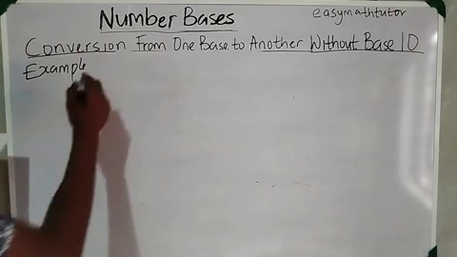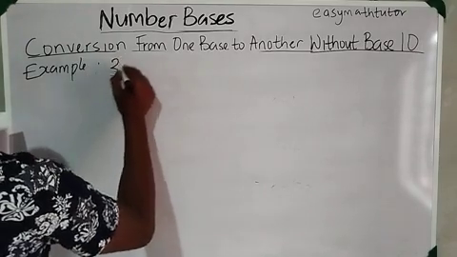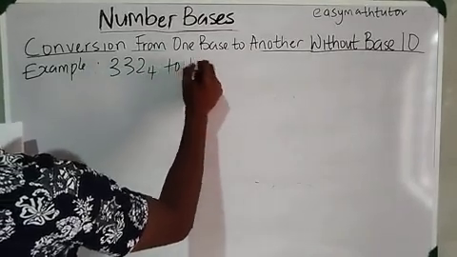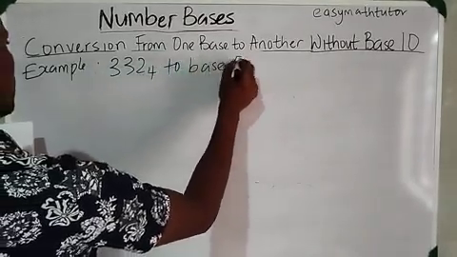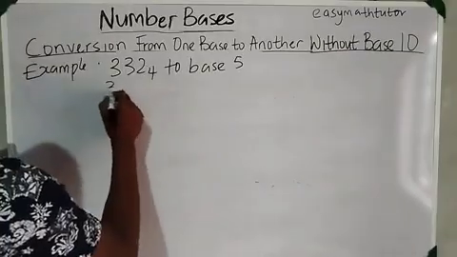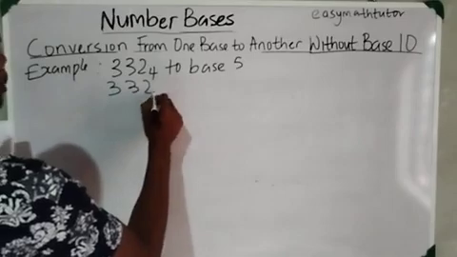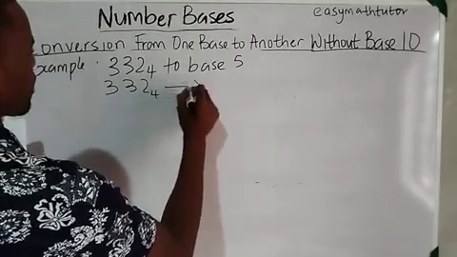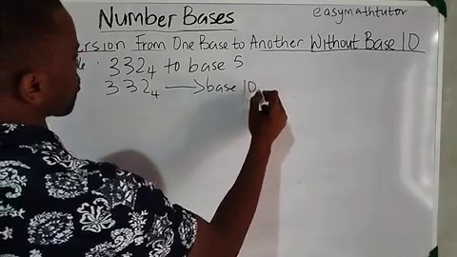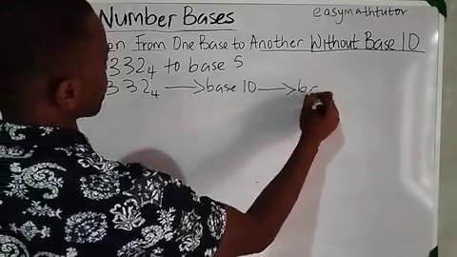Now we are going to convert 332 in base 4 to base 5. Again, there is no base 10, so we are first going to convert 332 in base 4 to base 10, and then we move that number we get from base 10 to base 5.